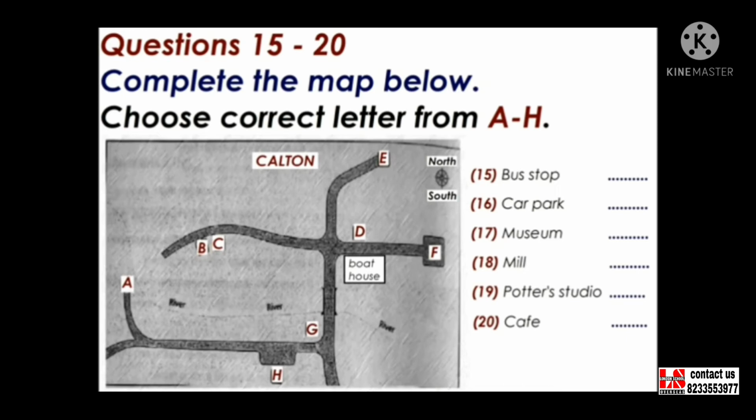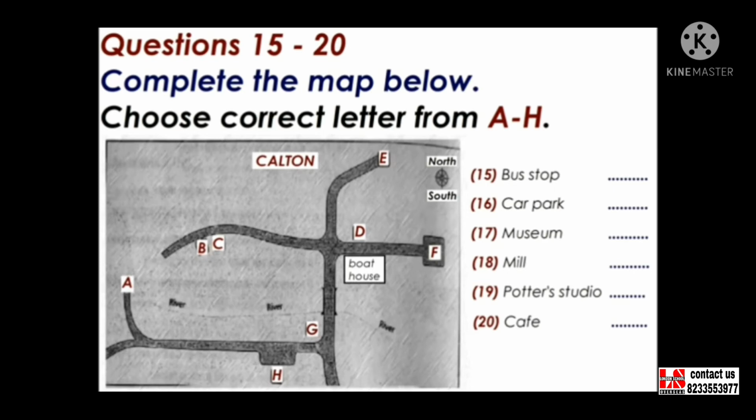At the center of the Treloar estuary area is the historic riverside village of Calton. The main road comes into the village from the south, and for those of you who are arriving by bus, it turns left just before the bridge and stops in the lay-by on the left-hand side. From there, it's just a short walk to Calton's various attractions.